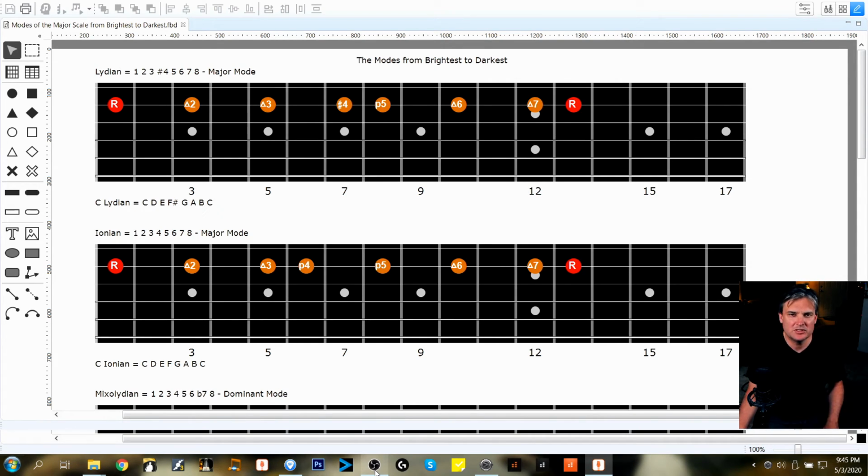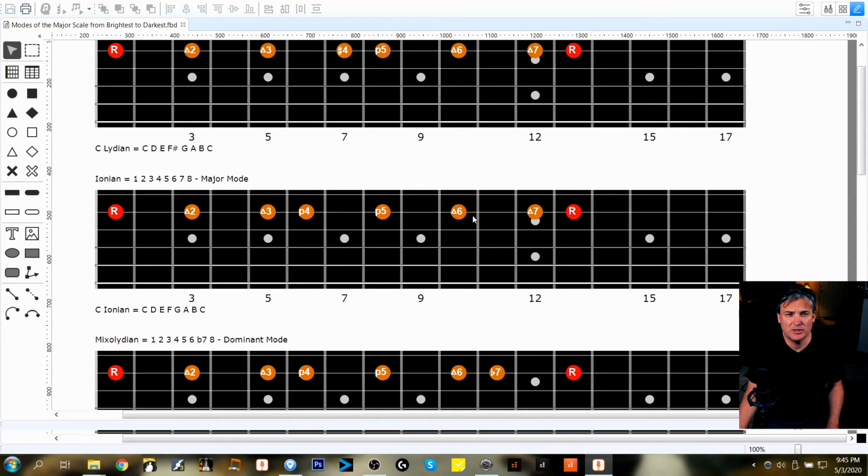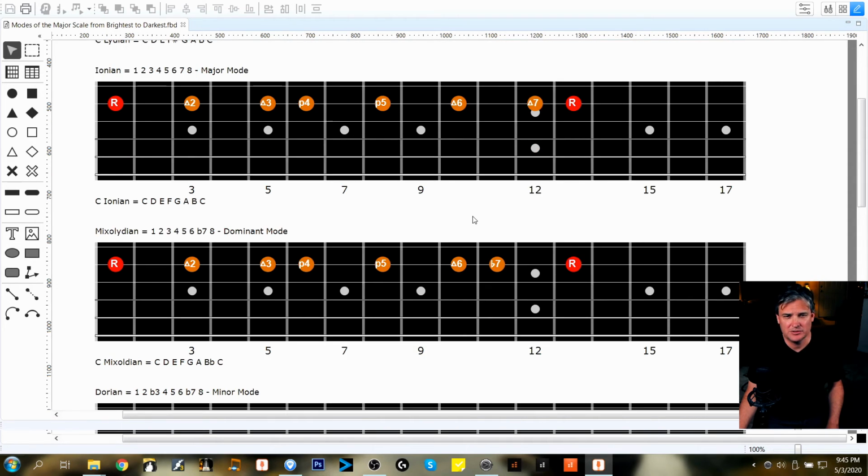Here we have the modes listed from the brightest to the darkest, but before we get into that, let's take another closer look at the Ionian mode, which is also the major scale. I want to teach you about the interval descriptions that we have here.